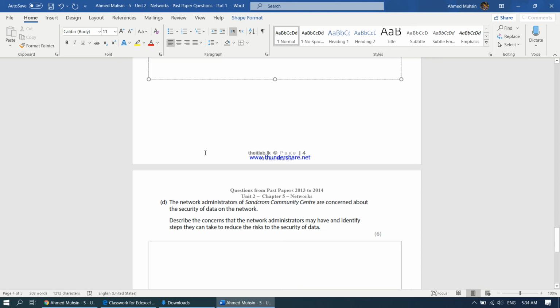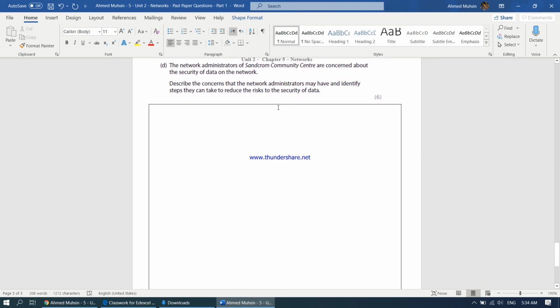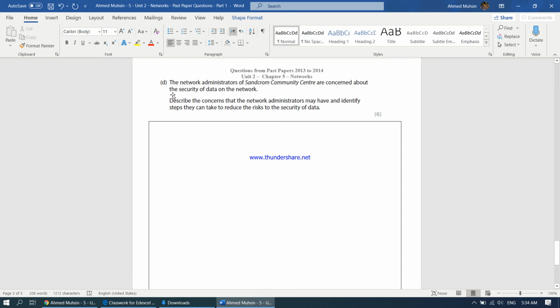Next one, it goes on to say the network administrators of Sandcrom Community Center are concerned about the security of data on the network.